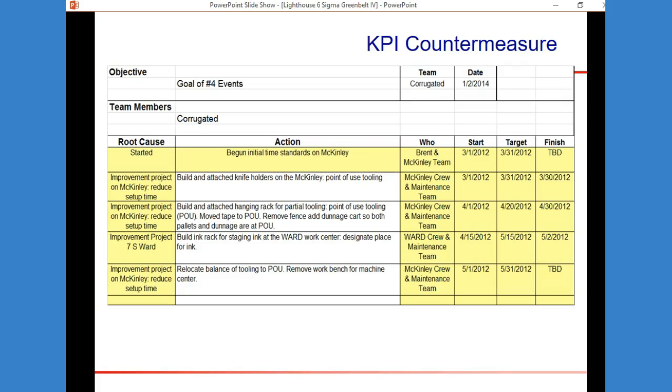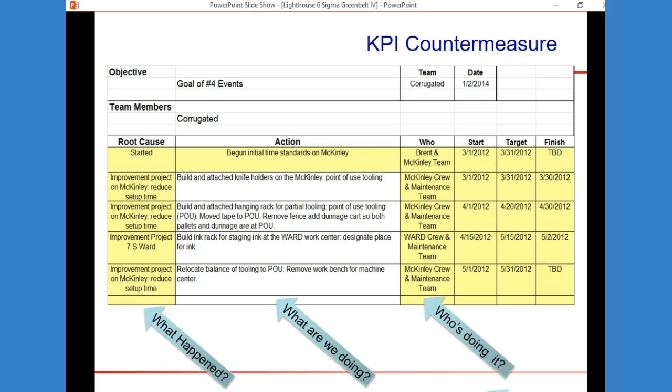But then that last piece of it, again, this is all on the same sheet, is what are you doing about it? Who's, what happened? What are you doing? Who's doing it? When are they doing it? What's the target? What was the actual finish date? And this holds people accountable.